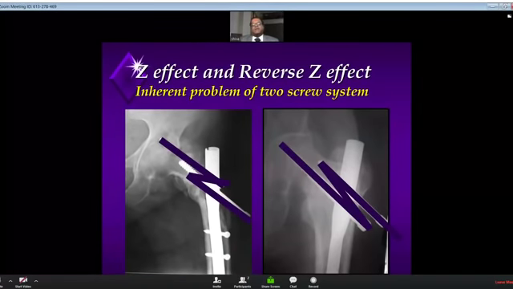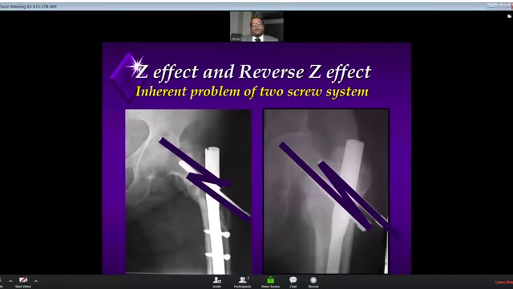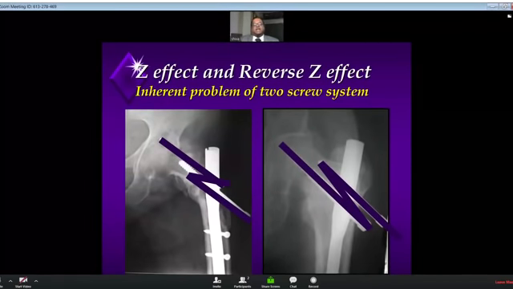Why is it called Z effect? If you see one of the screws going in and the other going out, it looks like a Z in the English alphabet, and that's why it is called a Z effect.